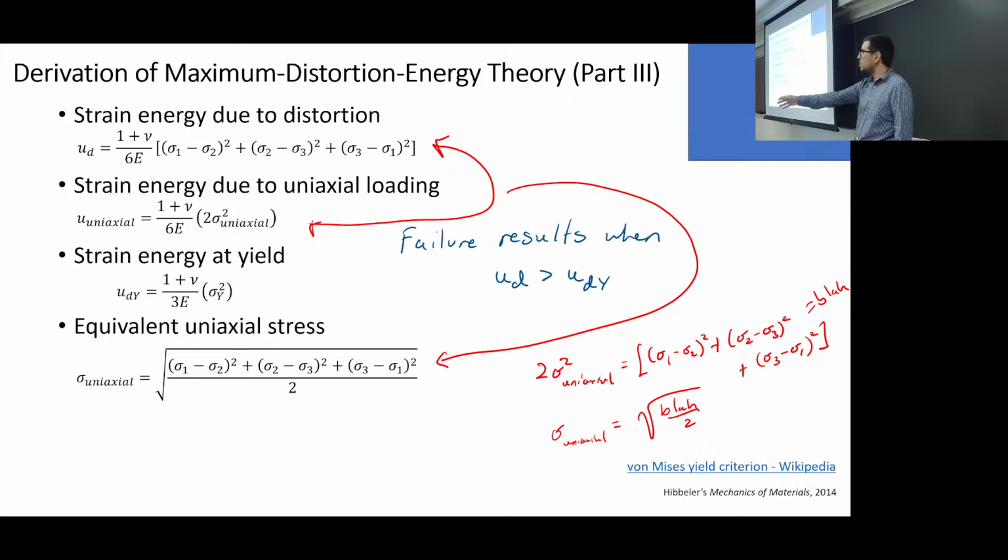I give you a state of stress. Well, what else do I have to give you? I have to give you something about the material. If I say, here's a state of stress, does it fail? Well, you didn't tell me what material it is. You didn't tell me the yield strength. So how do I compare the yield strength to that sigma uniaxial?